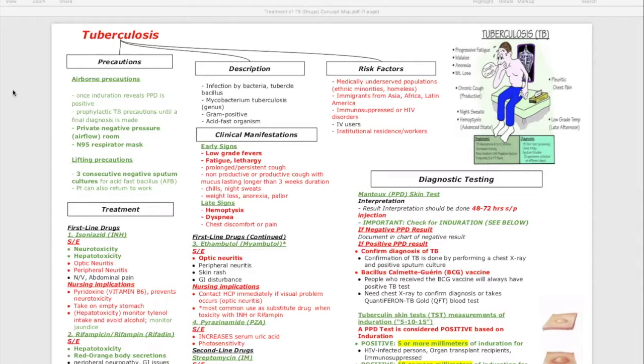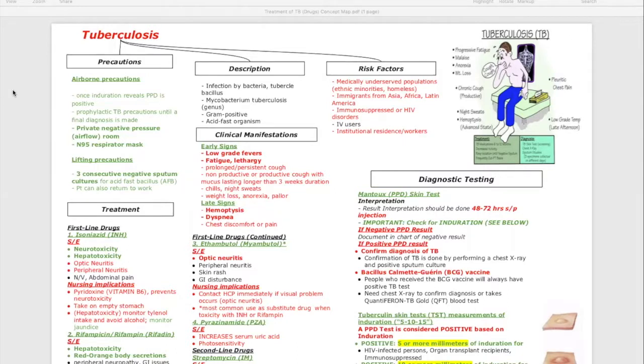People who are more susceptible to TB include medically underserved populations such as ethnic minorities or the homeless, immigrants from Asia, Africa, Latin America, folks who are immunosuppressed or who have HIV disorders, and IV drug users. Also, there are institutional residents and workers. So there are patients in hospitals who don't have TB yet, or people who work in the hospital, such as nurses and doctors. So these populations are more susceptible to tuberculosis.